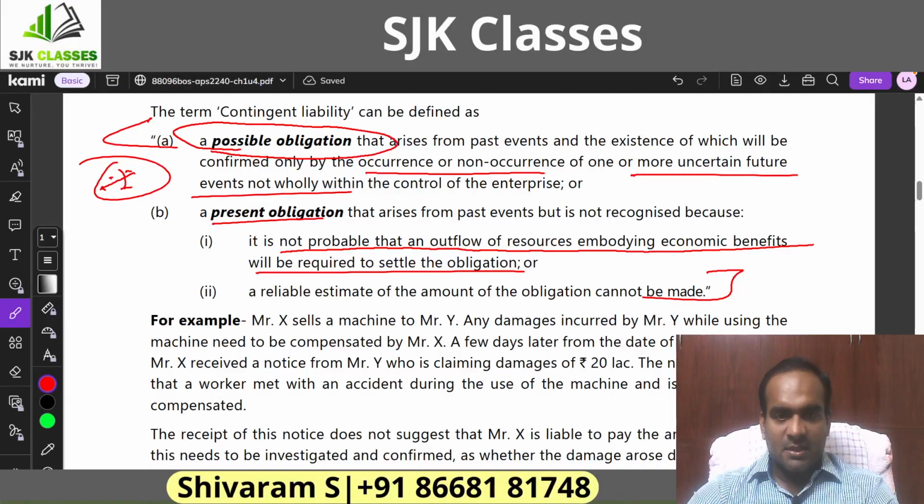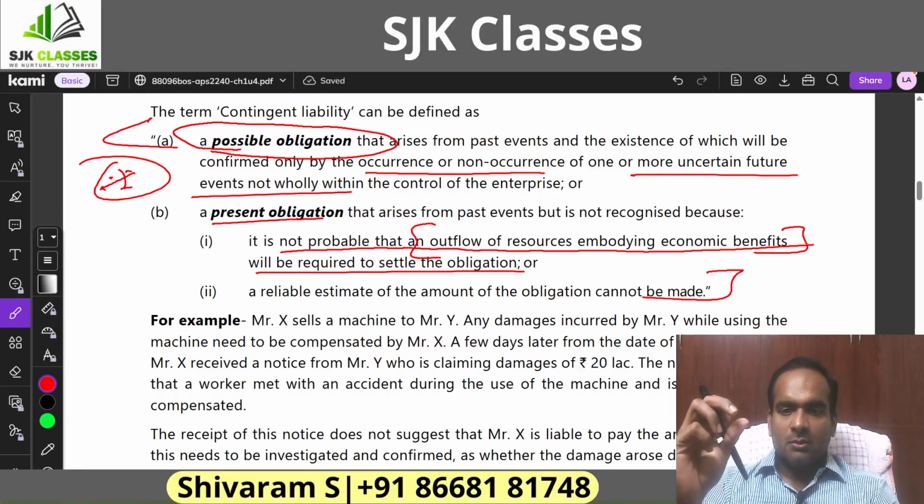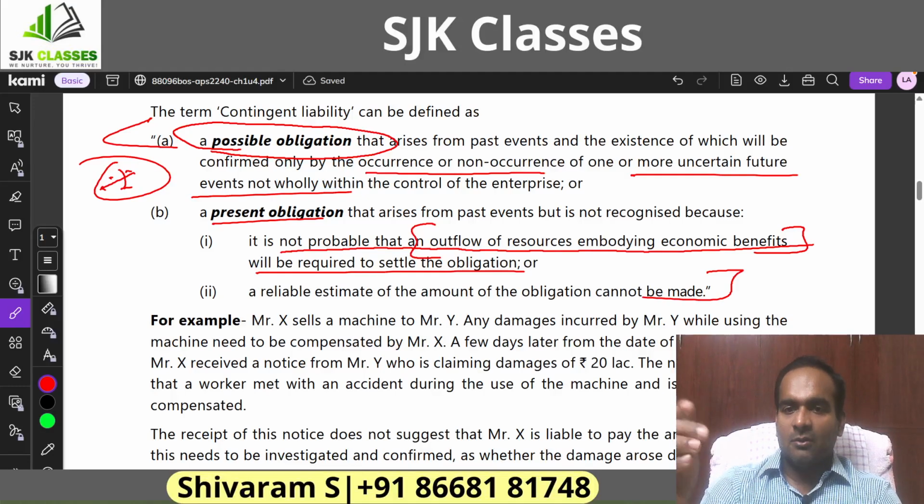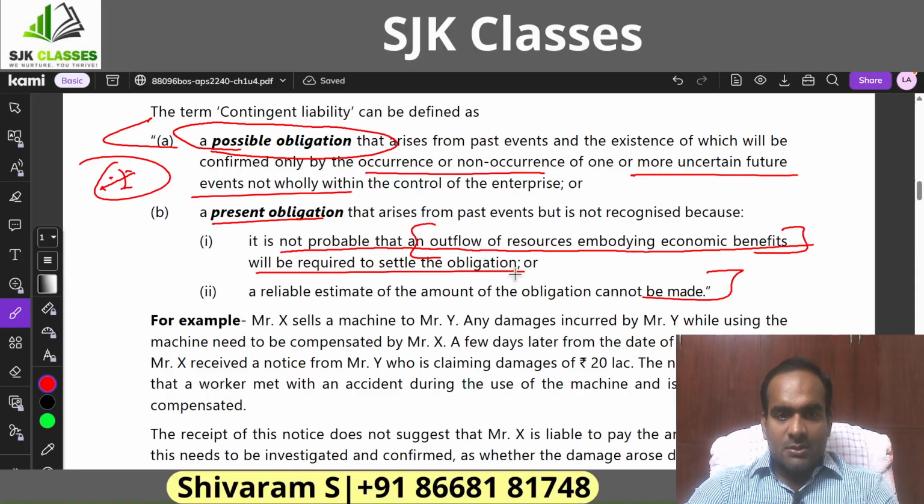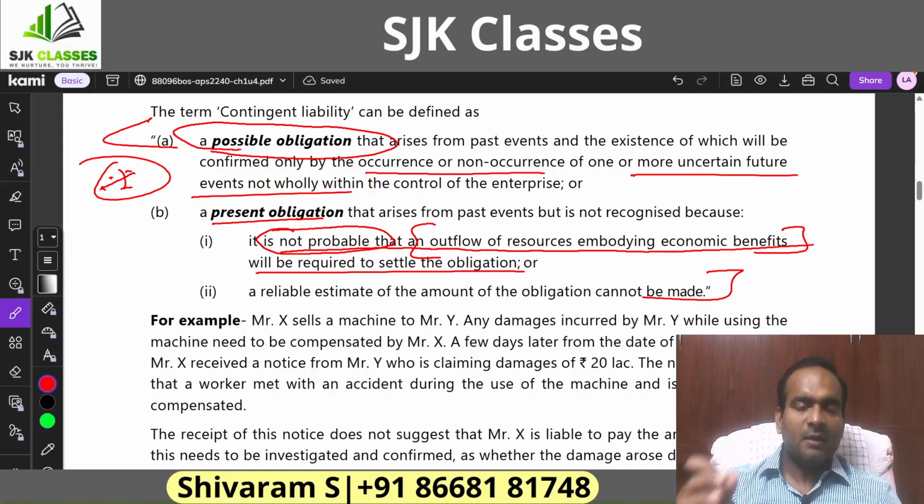So that's what they're saying here in the sentence. There's a present obligation that arises from a past event, but is not recognized because why? It is not probable that an outflow of resources embodying economic benefit, you can simply take it as payment of the money. So outflow of resources, what? I have to make some payment. That's what they're referring to here. So whether we have to pay the amount or not is not probable. That means the probability of paying the amount is quite low, meaning we are likely to win the case. So in those scenarios also, we will call it a contingent liability.